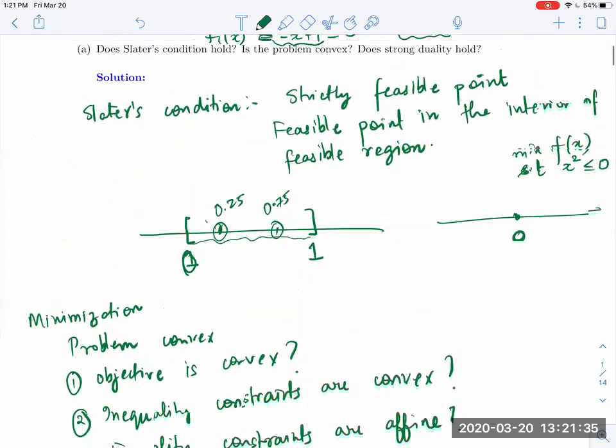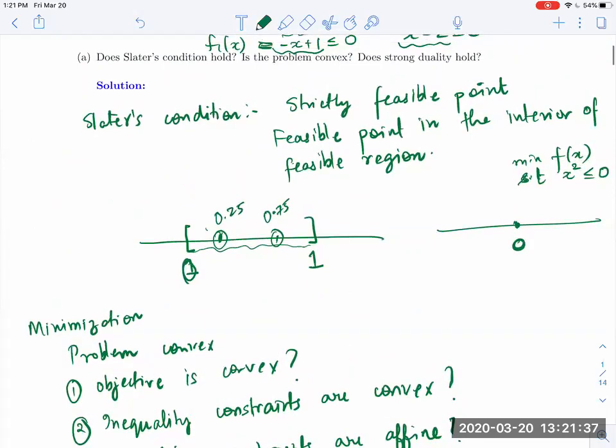Yeah. Okay, so final part, does strong duality hold? So you only use the previous two answers, right?